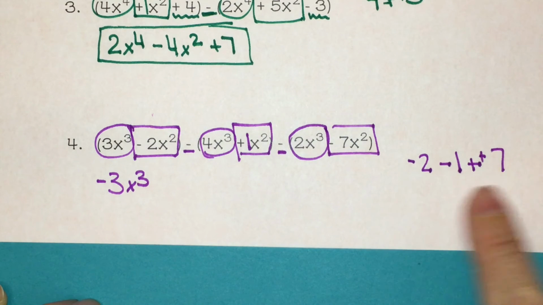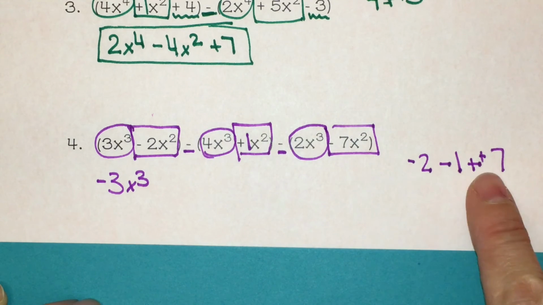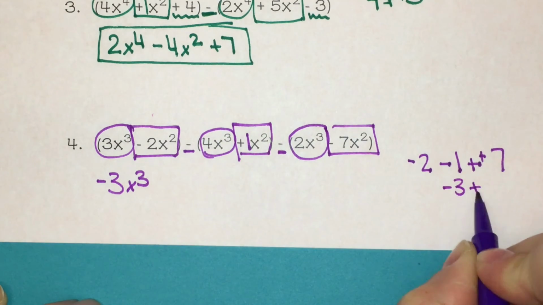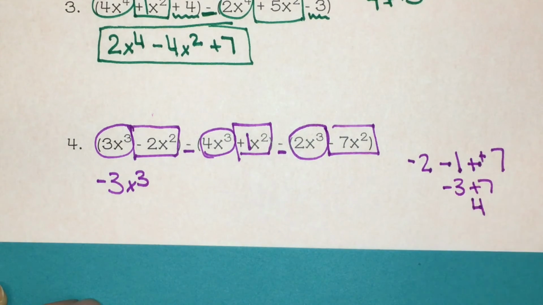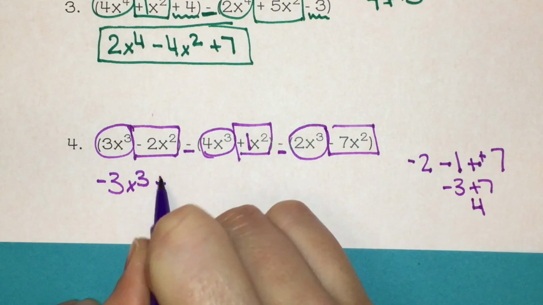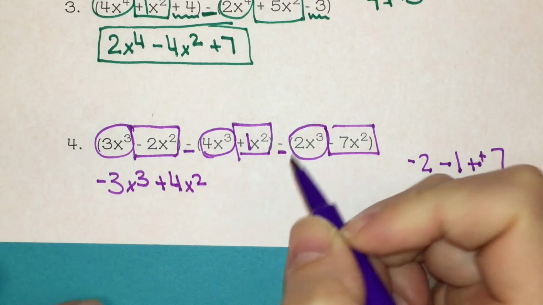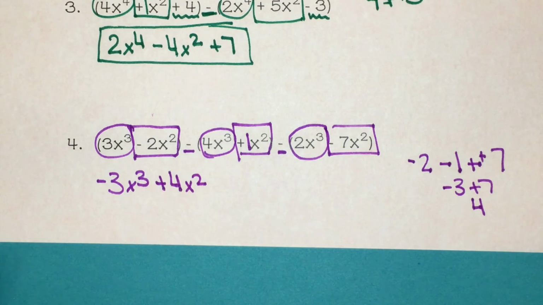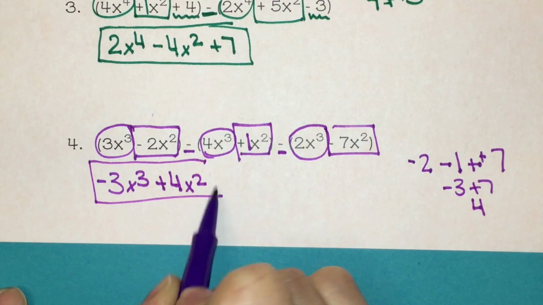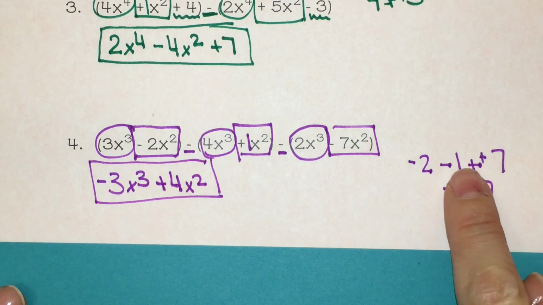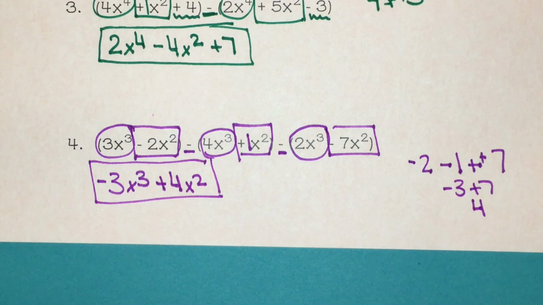I'm just showing you another way you can do it, where you just write out the coefficients and combine them. Negative 2 minus 1 is negative 3. Negative 3 plus 7 leaves us with 4. So we have a positive 4, and we're talking about the x squared term. So positive plus 4x squared. Again, you can do it just like I did on the other side, but I'm showing you how to do more of it without writing out so many steps. So if it helps you to write out the steps, go ahead and continue doing that.